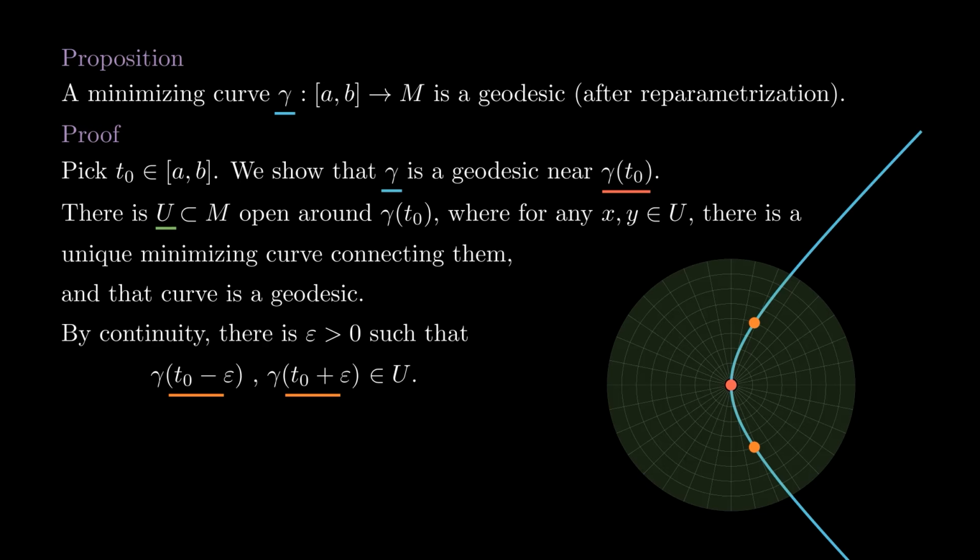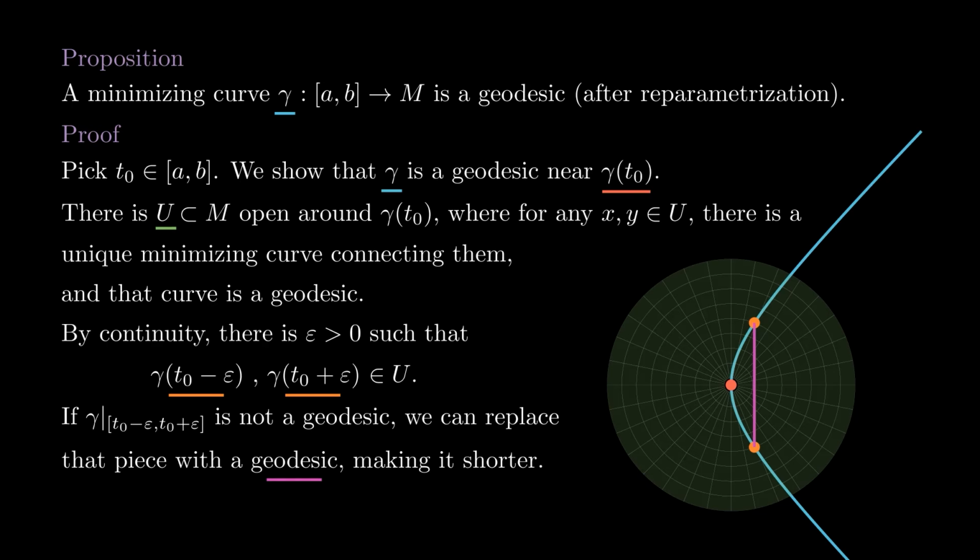If gamma is not a geodesic near time t0, we could take the geodesic connecting those 2 points and replace a portion of gamma with this geodesic. This would make it even shorter. However, we assume that gamma was already the shortest curve with those 2 endpoints, so the only possibility is that gamma was already a geodesic all along.